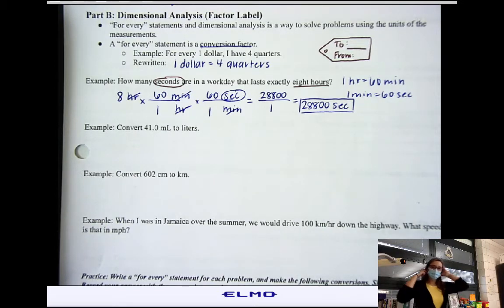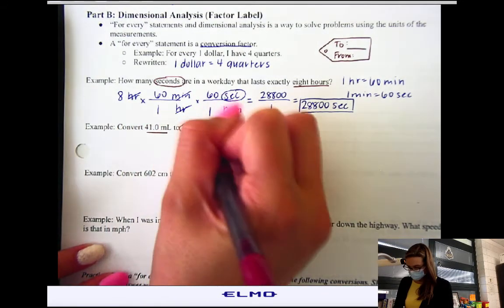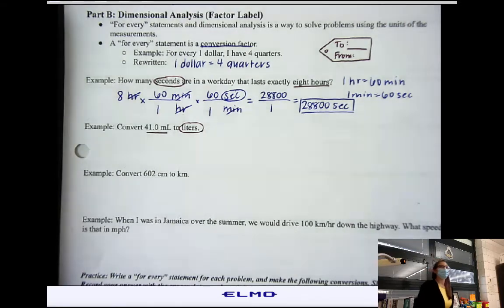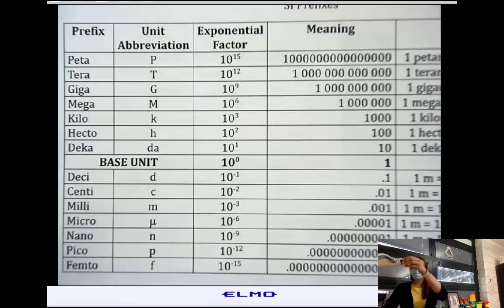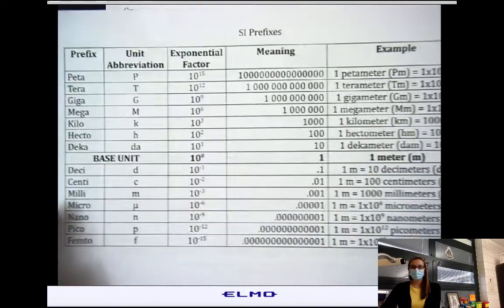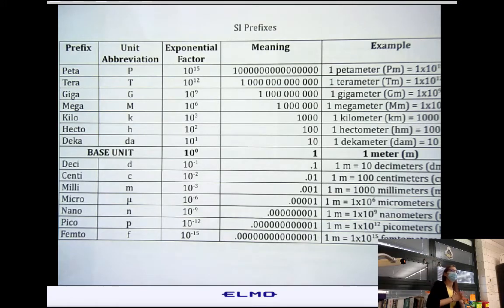If we take a look at this next example, now we're going to get into the metric system. So this says convert 41 milliliters to liters. So my given information is 41 milliliters. My unit I'm going to is liters. So this pink paper, this is the metric system. Again, yours is on pink paper.